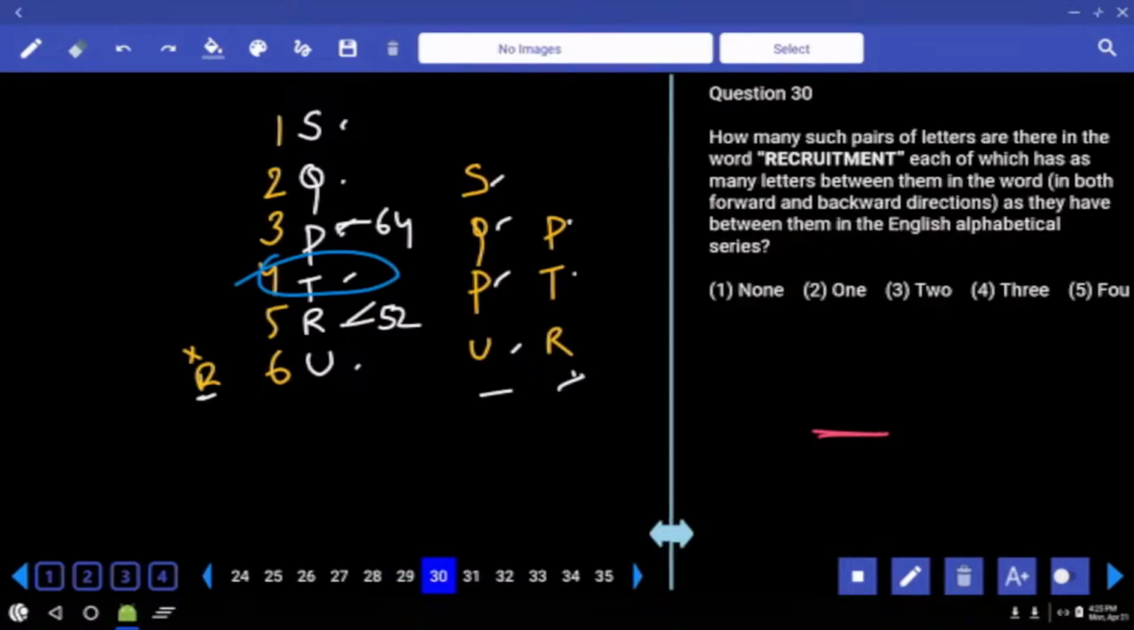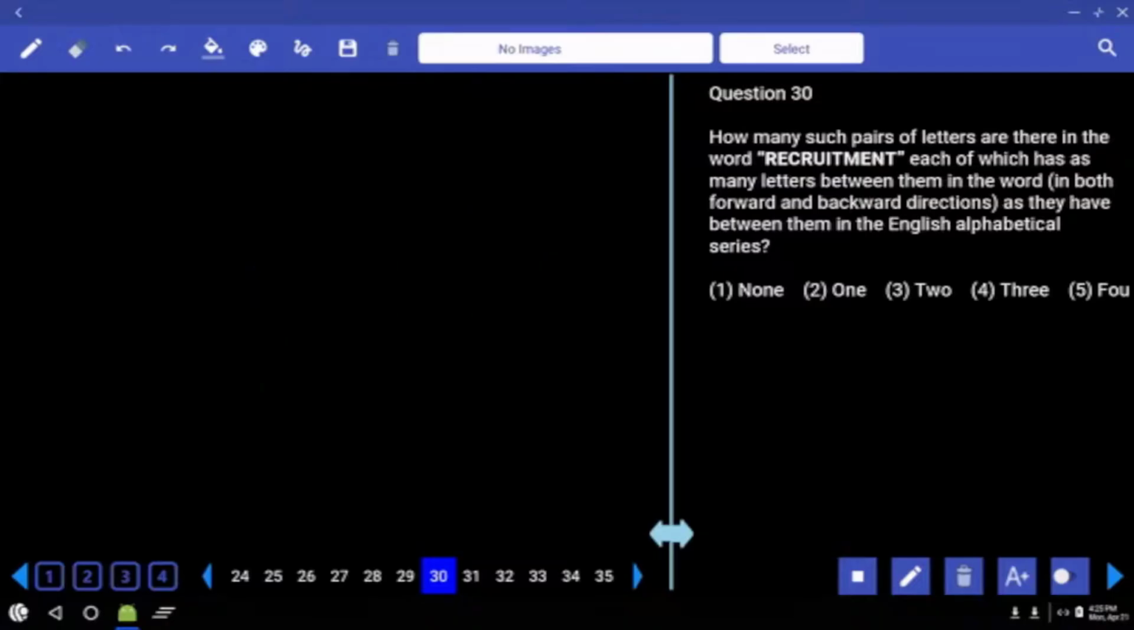Then from 30 onwards. Now question number 30, first or the second priority? First priority. How many such pairs of letters are there in the word? And what is the word we have? Recruitment: RECR, UIT, MENT. Then start working out this one.